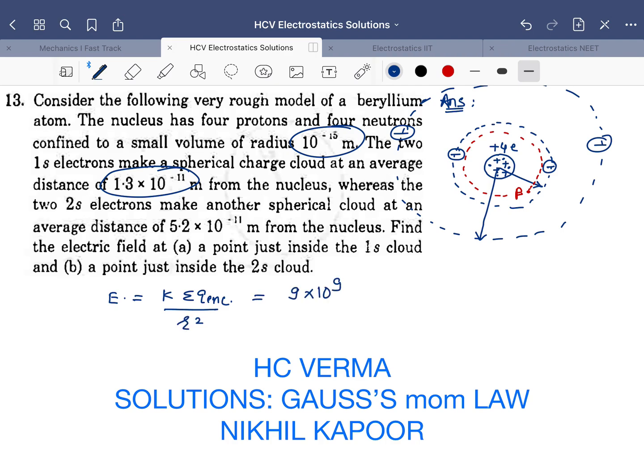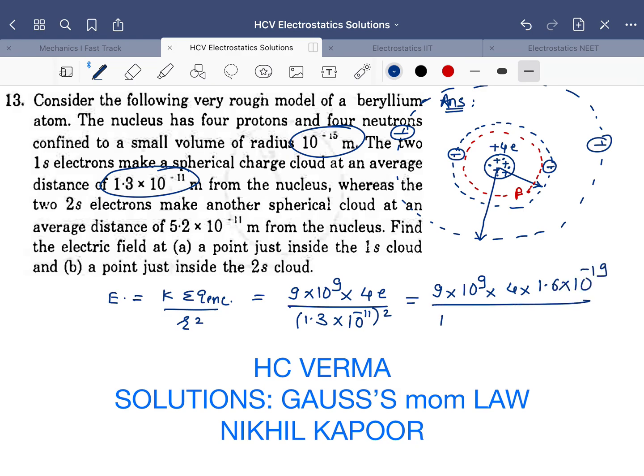K is 9 × 10 to the power 9, and just inside the cloud the charge enclosed is 4e, divided by the distance, which is the radius of the 1s cloud, 1.3 × 10 to the power minus 11, the whole square. So it will be 9 × 10 to the power 9 × 4 × 1.6 × 10 raised to minus 19 divided by the square of 13, which will be 1.69 × 10 to the power minus 22. So the electric field at point P.